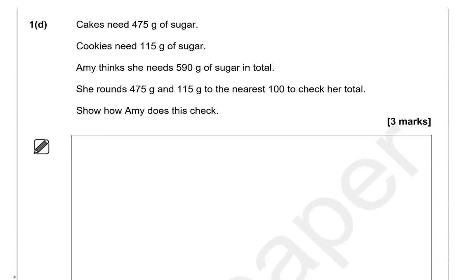475 grams. That is between 400 and 500, because when you round to the nearest 100, you are counting in hundreds. So the answer will be either 400 or 500. So if 400 is here and 500 is here, 475 is going to be about here. So that is very close to 500. So that's why to the nearest 100 it is rounded as 500.